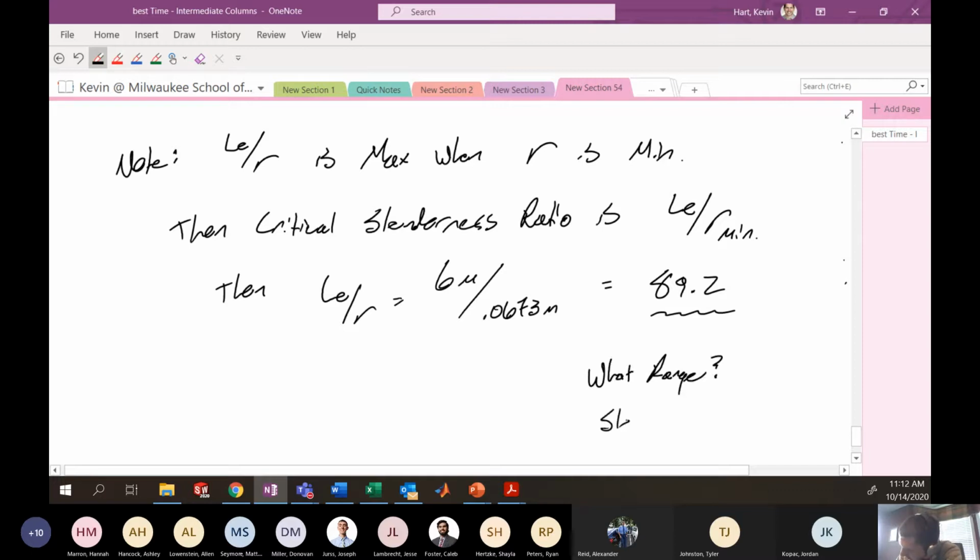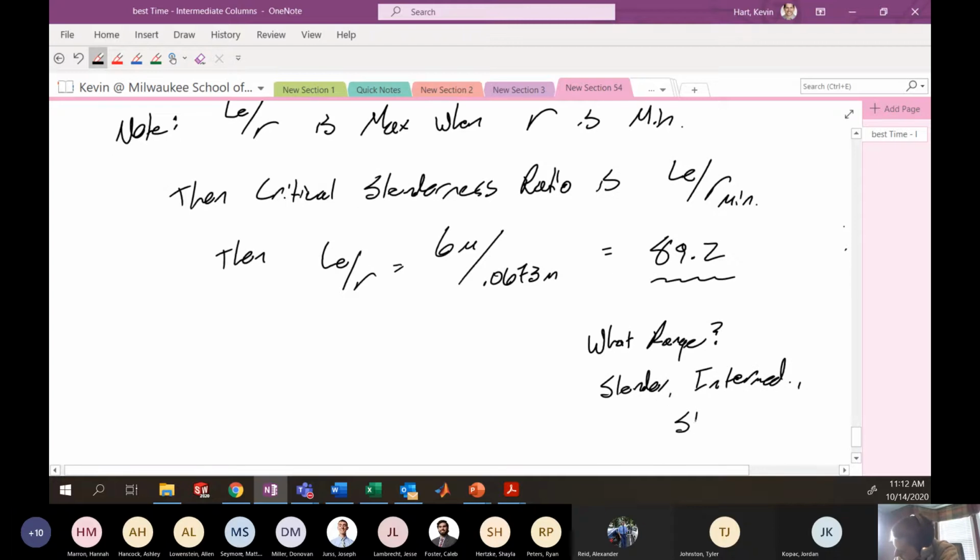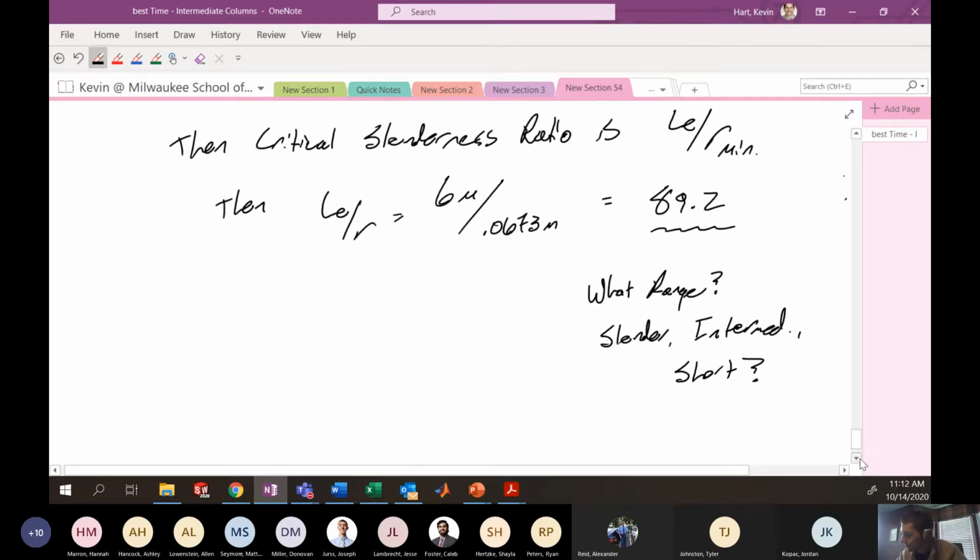Is it slender, intermediate, or short? And to determine if we're slender, intermediate, or short, we have to go to table 9-1.